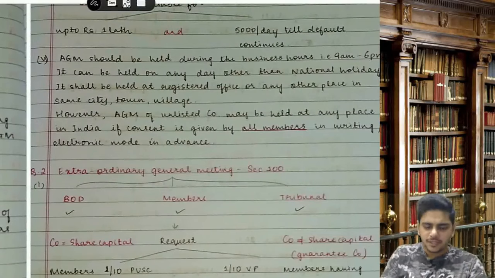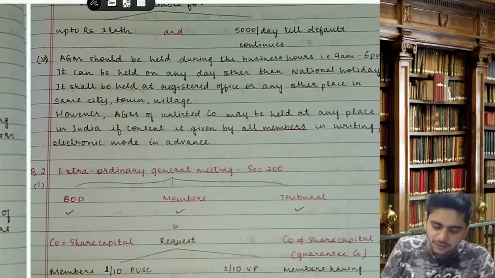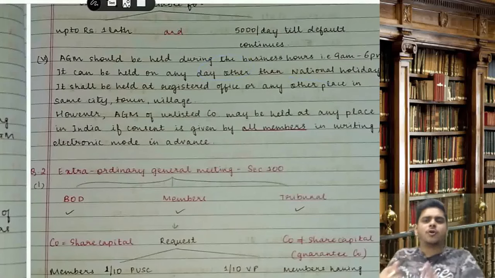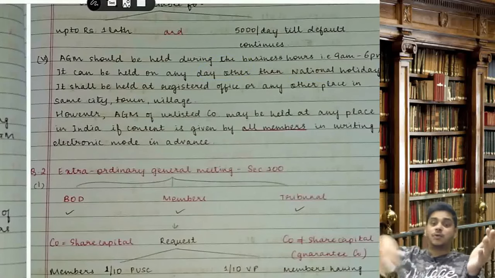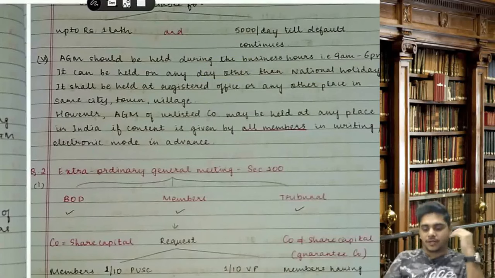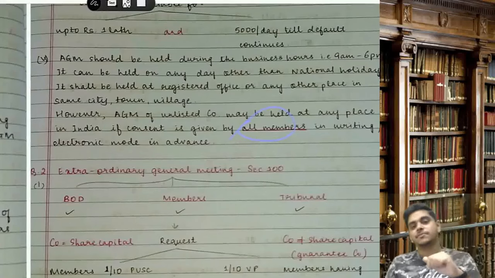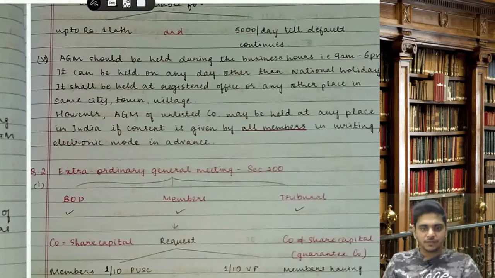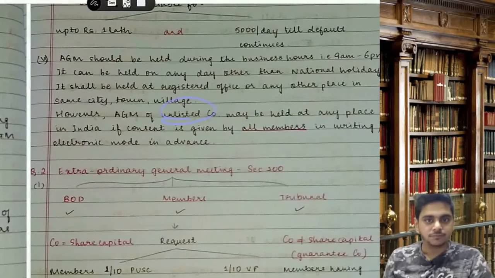Generally AGM should be held when? Sir, AGM should be held on any day other than a national holiday, and it can be held either at the registered office or any other place in the same city, town, village. This is the AGM provision. But for an unlisted company, AGM can be held anywhere in India, provided consent is given by all members. All members means 100% approval. So it can come in MCQ. The word is unlisted company.